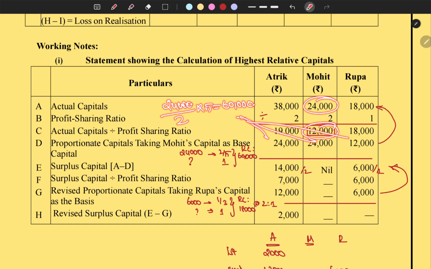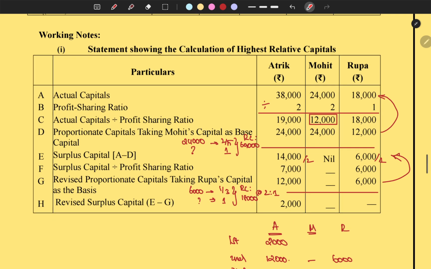Everything has been done properly, right? 24,000, 24,000, 12,000, done. Then we found the proportionate basis, and we have apportioned the proportionate capital also. Now we have to remove this actual capital and the proportional capital of Mohit. By removing that, Mohit will get out, because Mohit has to be paid last. That's why Mohit has been treated as nil. Whoever is prolonging to the last step will be paid first.